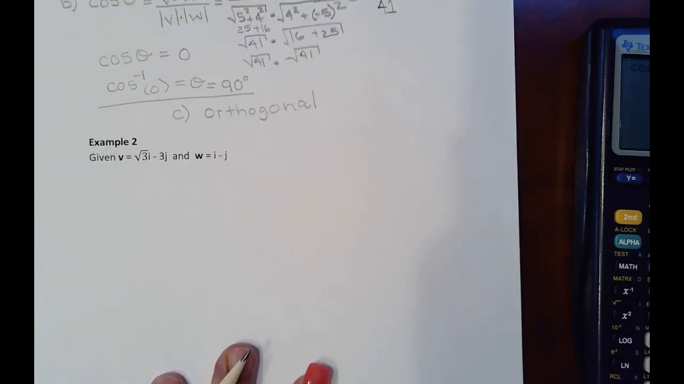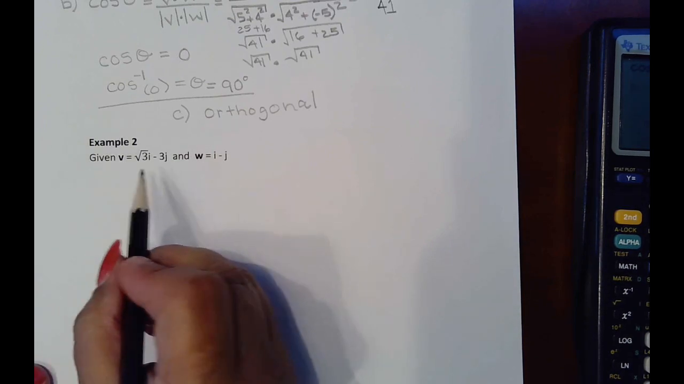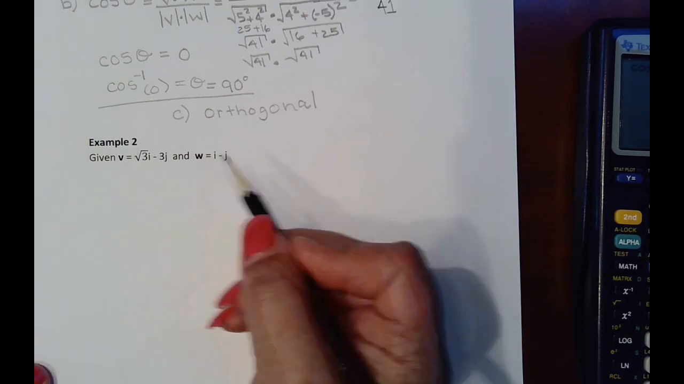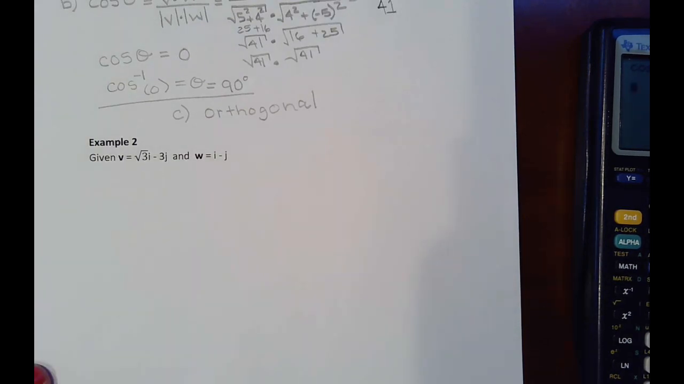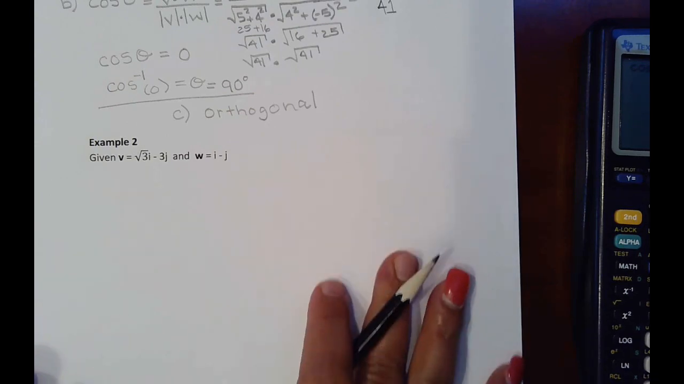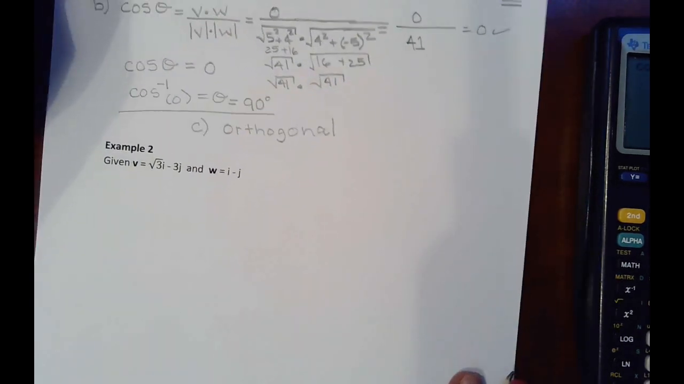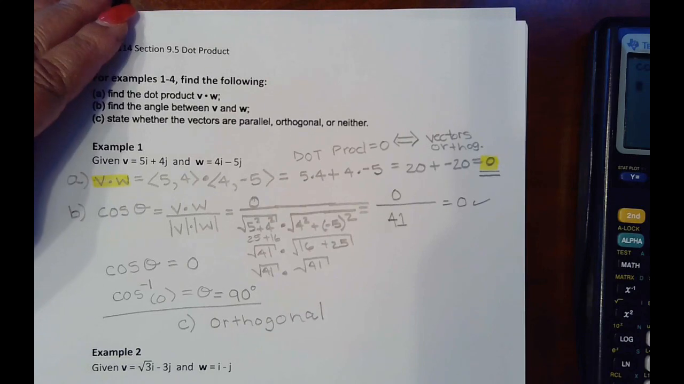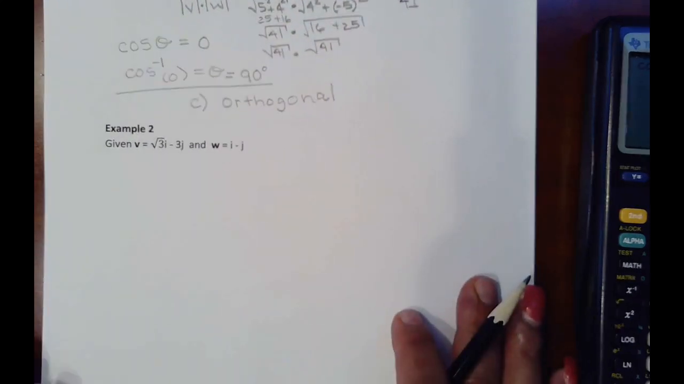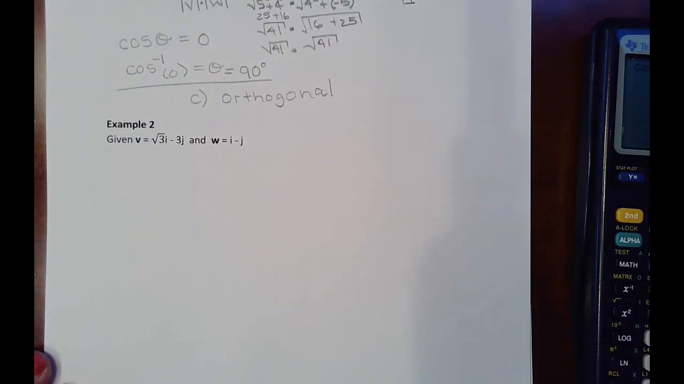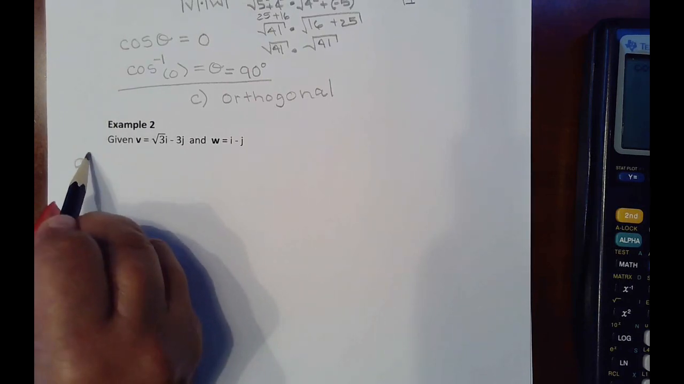Okay, moving on to example 2. All right, so now we have this, and you can leave them in this IJ form. You don't have to write them in component form, as I very often do, just because I like that form. It's nice and neat. You can leave it right in the IJ form, and I will just do the problem right from that state in example 2.